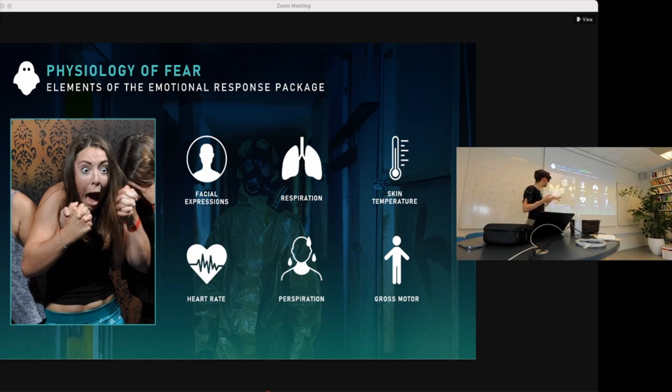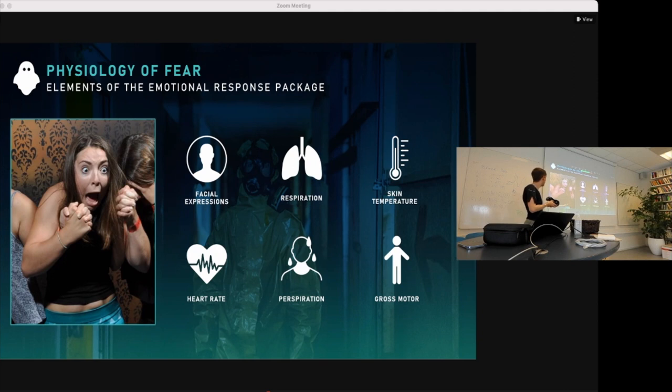And this corresponds to the facial expression of fear, which is a raise of the eyebrows, measured from the frontalis muscles, which you measure from this muscle in the middle. And then we have the corrugator muscle, which pulls the eyebrows down together. So this is the characteristic fear eyebrow: it's up and then together.